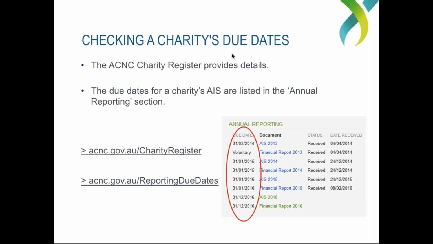So there are some hyperlinks on the screen there to get to the register that we're talking about, and also some more information about reporting due dates if you still want to find out a little bit more about that. Jumping on those pages on the website is a good place to start. If our explanation of the reporting due dates wasn't very clear, that link there at acnc.gov.au/reporting due dates goes through it in a little bit more detail, with even some diagrams to explain it.